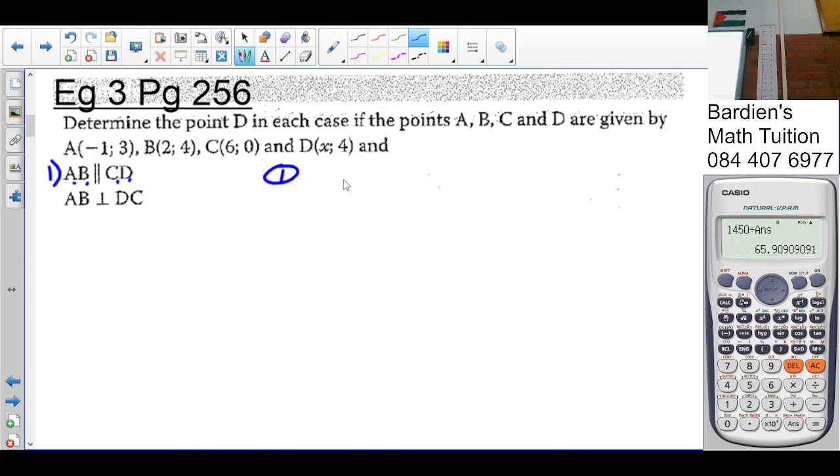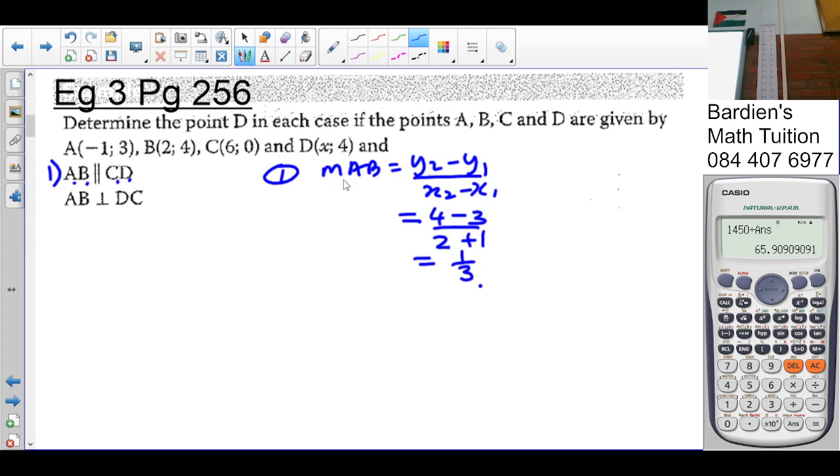So what I do is, I first work out the gradient of AB. The gradient of AB is y2 minus y1 over x2 minus x1. So if this is x1, y1, x2, y2, then that would simply be 4 minus 3 over 2 minus 1. So that's going to give you 1 over 3. Are you all okay with that?